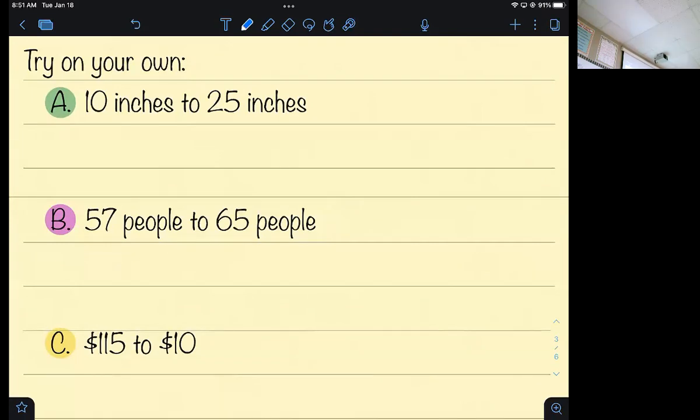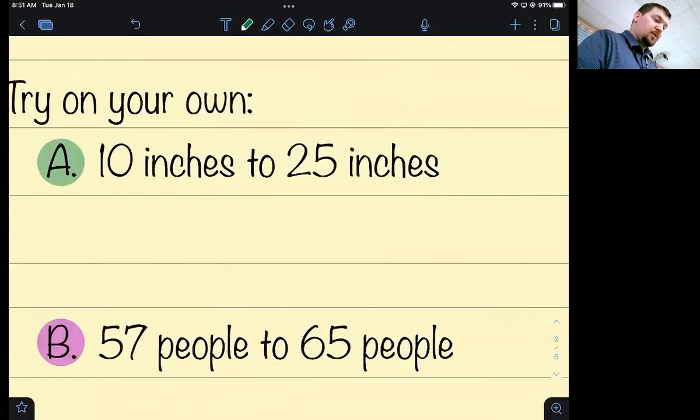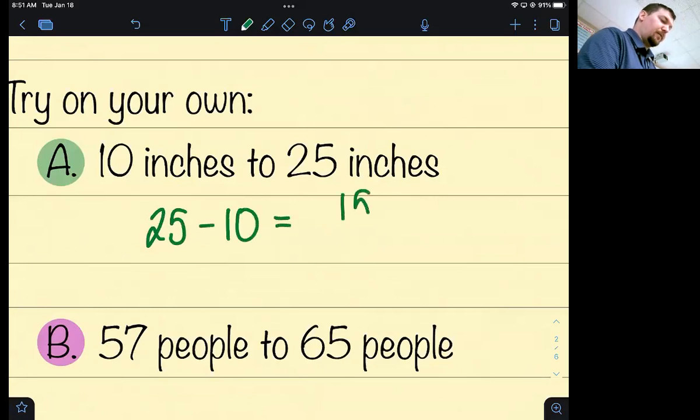Okay, so you've had some time to work on this. Let's look at example A. It went from 10 inches to 25 inches. So we're going to start off by finding the difference. Andrea, what is the difference between 10 and 25? 15. Yeah, so that's a change of 15. 15 is going to be the top number of our fraction.